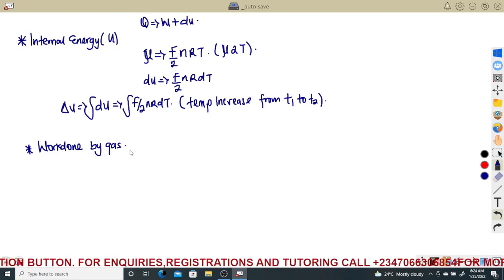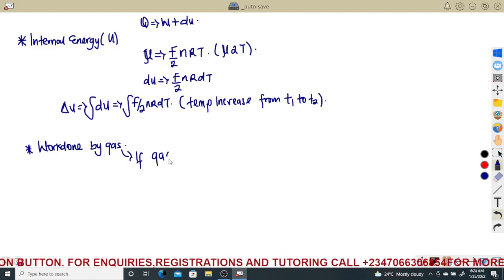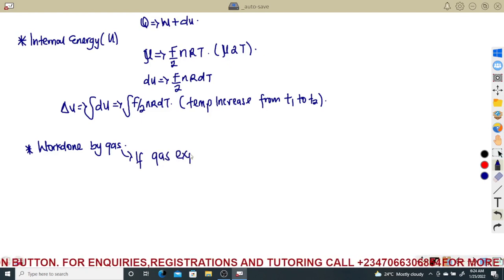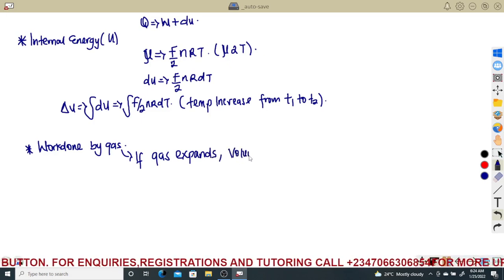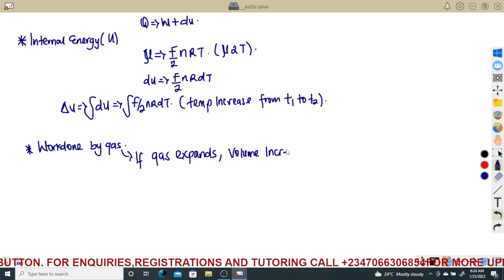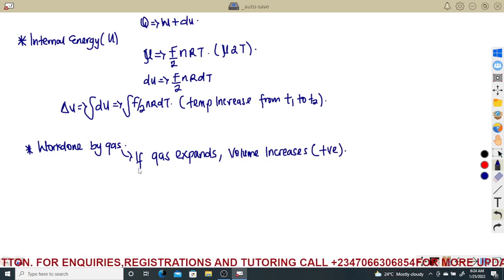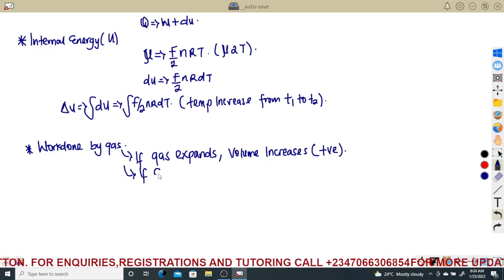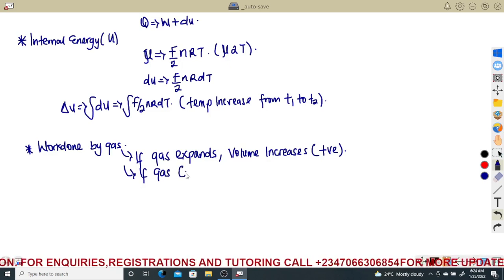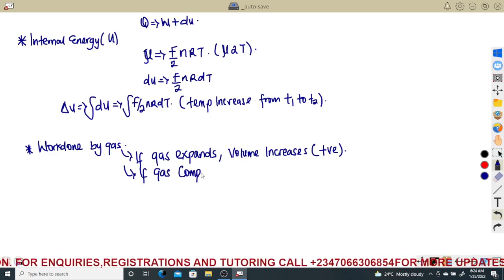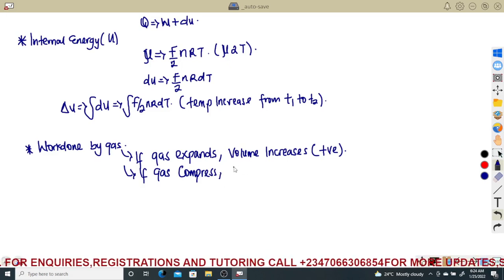Remember, important points we can write down. If gas expands, we say the volume increases. So we say the work done by the gas is positive work. So the other definition you can also keep is, if gas compresses, the volume decreases.